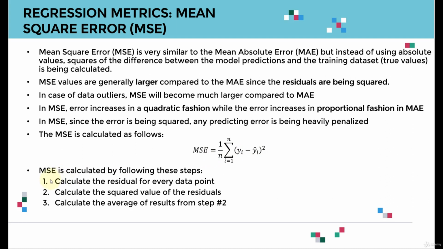And I'm going to show you guys as well, when we go to our Jupyter notebook, how we can calculate all these parameters. Very simple and very straightforward. So MSE is calculated as follows. First, we calculate the residuals. Second, we square them up. And third, we calculate the average of the results from step number 2. That's all it is.